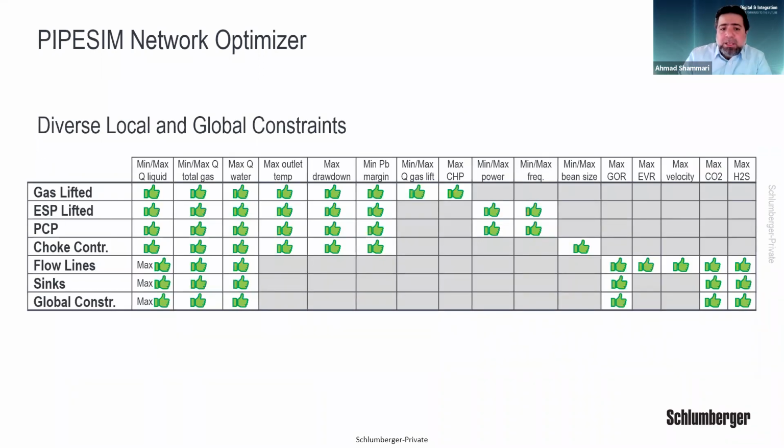These are the constraints. So we can define, for example, minimum or maximum Q liquid, or liquid rate, for the wells. We can put the maximum liquid rate on flow lines, sinks, global constraints, etc. Maximum GOR, maximum erosion and velocity ratio, maximum CO2 and H2S on the pipelines, etc. Or globally on the whole field.